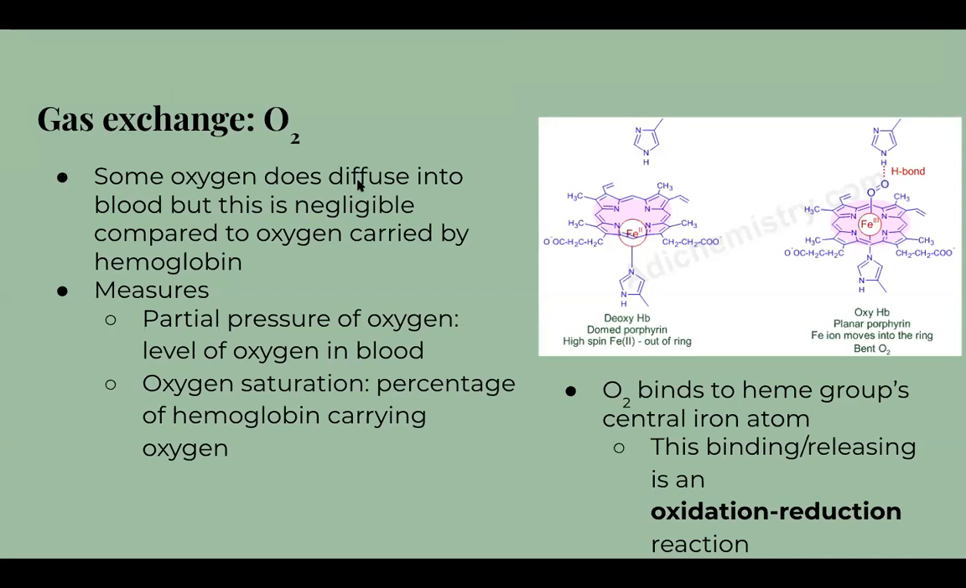And then how oxygen is actually carried by hemoglobin is that hemoglobin has these heme groups, which is a conjugated ring containing iron in the middle. So that heme group iron can bind oxygen directly, and that's how hemoglobin is able to carry oxygen.